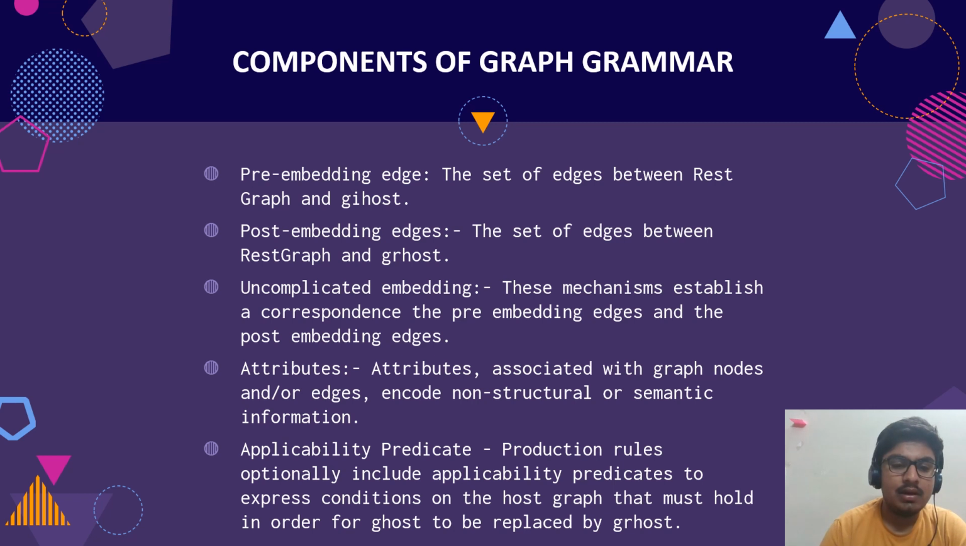Attributes associated with graph nodes or edges encode non-structural or semantic information. Attribute values may be of any type, including integers, reals, text, and lists.